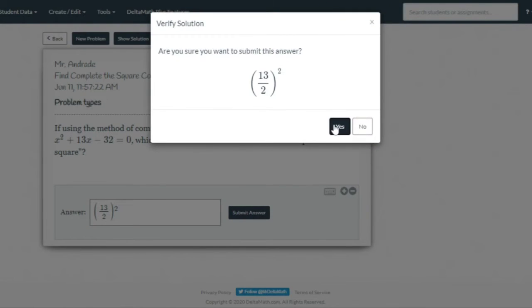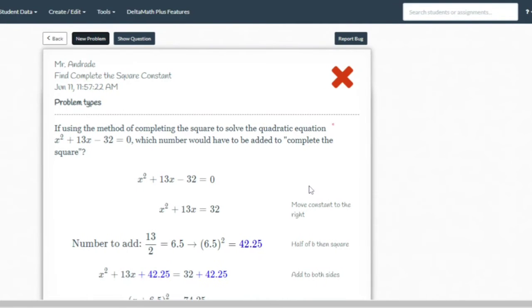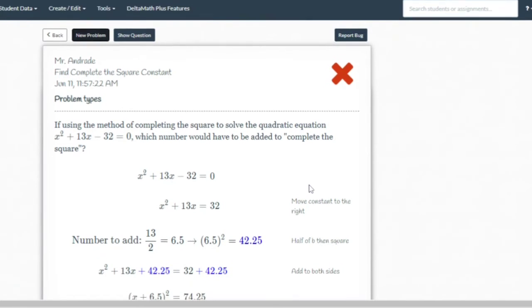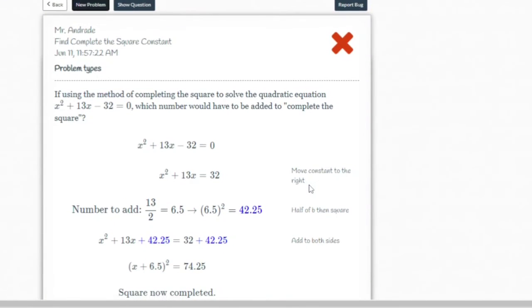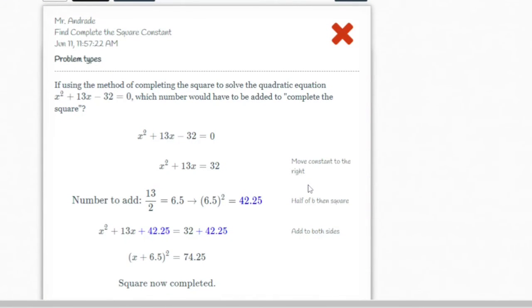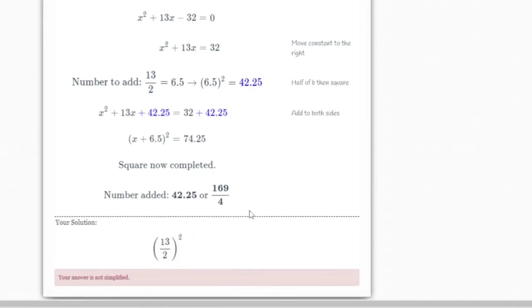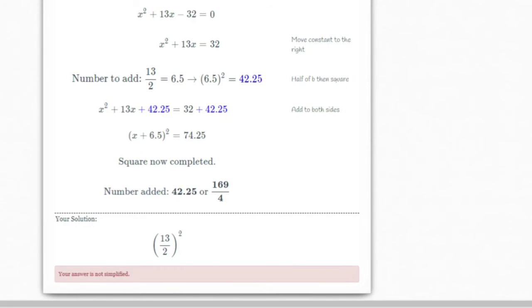Let's see. Wrong. All right. Looks like I'm not that wrong, guys. They just wanted it a different way. So I did 13 over 2 and squared it, but they wanted me to do the decimal version. So 13 over 2 is 6.5 and squared. So they don't want it as a fraction. They want you to put it in the calculator. So when you do the problem, just put it in the calculator and you'll get it.